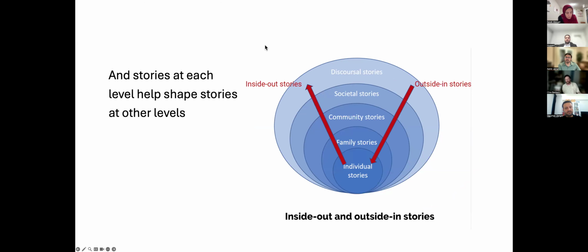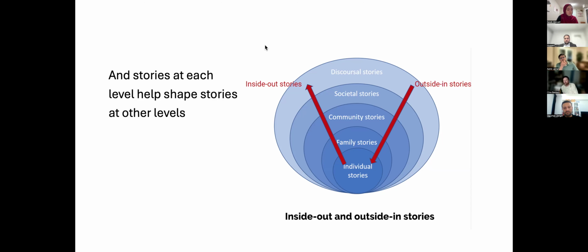And, of course, each level of stories is not discrete. They all interact, and the stories at each level help shape stories at other levels. We as individuals are shaped by all of these types of stories in one way or another, and they're called outside-in stories.